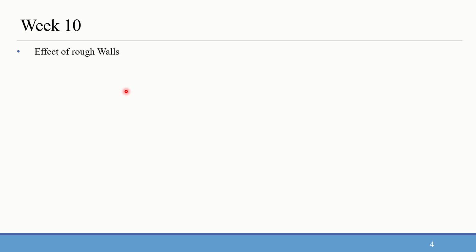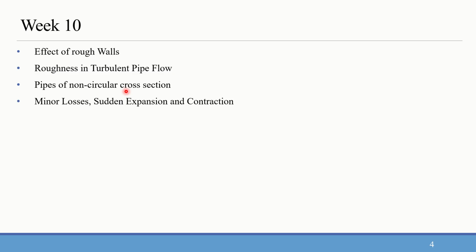For week 10, we have the course layout in such a way that we have effect of rough walls, roughness in turbulent pipe flow, pipes of non-circular cross section, and minor losses, sudden expansion and contraction, friction losses in sudden expansion. So yeah, we'll start with the problems now.